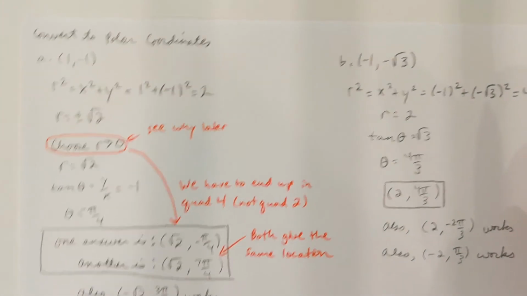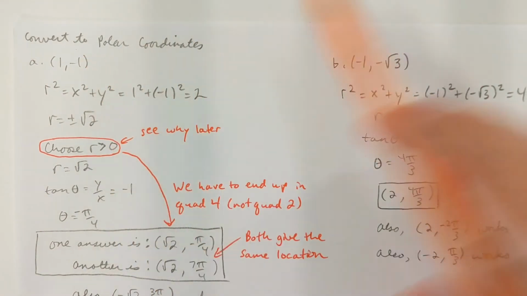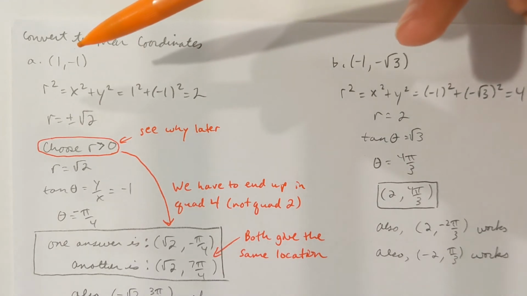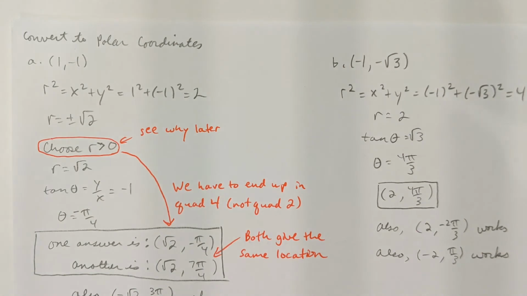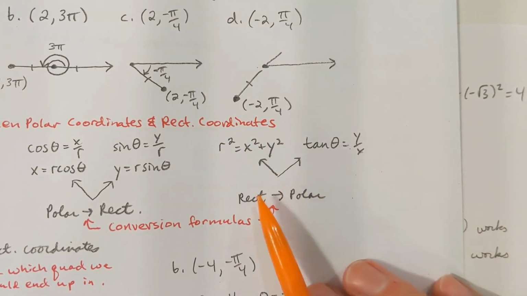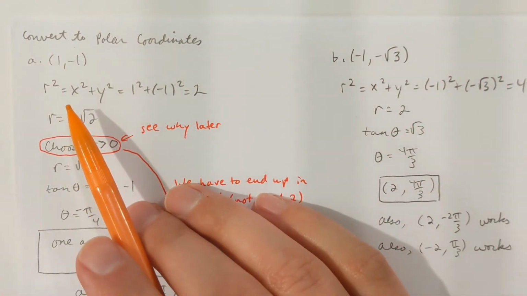Let's take a look at going from rectangular form to polar form now. I've got 2 examples there. So suppose that x is 1, y is -1. I need to use my conversion formulas, these 2 here, to go to polar form. So I'm doing that.